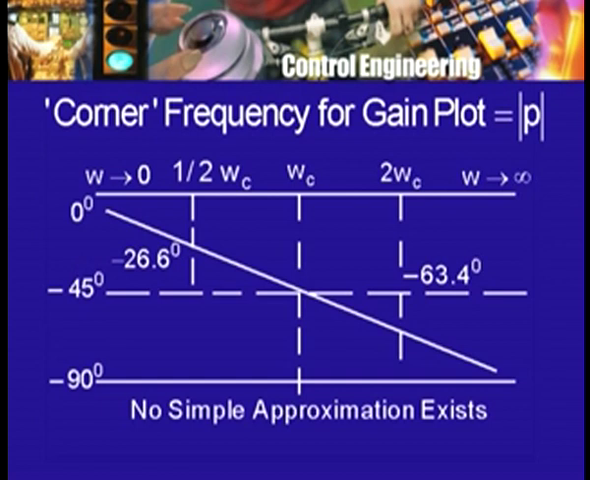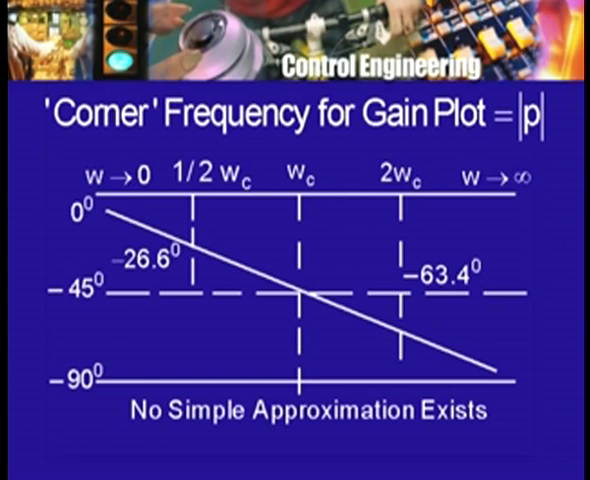What will be the phase an octave above the corner frequency? Of course, from trigonometry we know that it will be tan inverse of 2, and tan inverse of 2 will be the complement of this angle 26.6. So, what will it be? It will be minus 63.4 degrees. The phase shift corresponding to a frequency an octave above the corner frequency will be minus 63.4 degrees. 63.4 plus 26.6 adds up to 90 degrees.